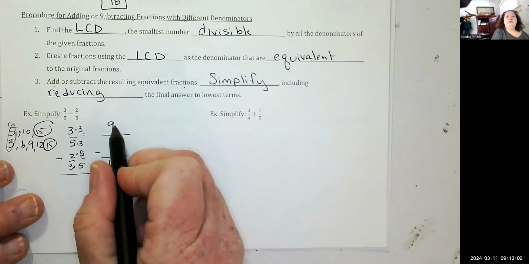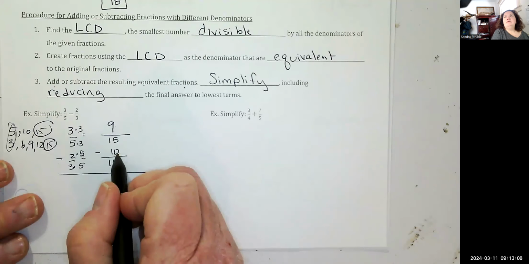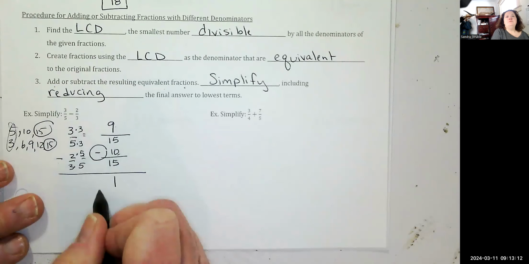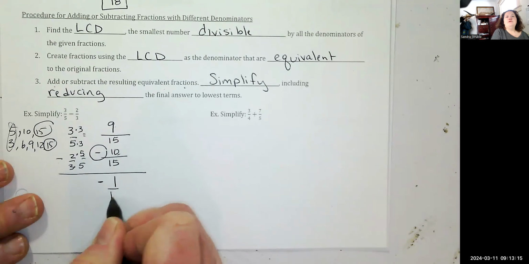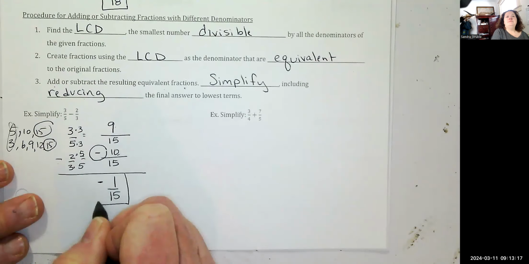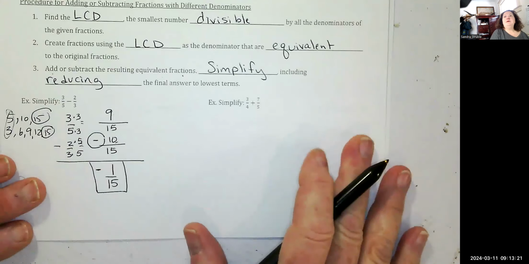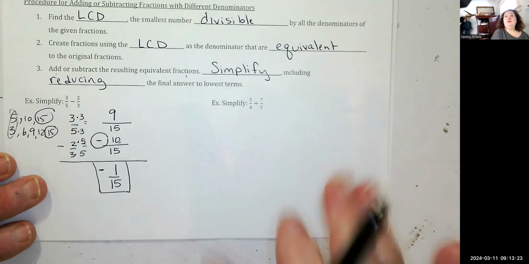Okay, so we have 9 minus 10. The signs are different, so we subtract them and take the sign of the larger number. And all of that is over our common denominator. All right, let's simplify. Actually, pause the video and attempt this one yourself.